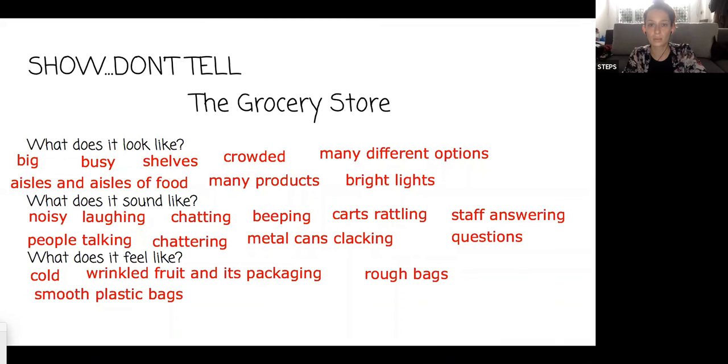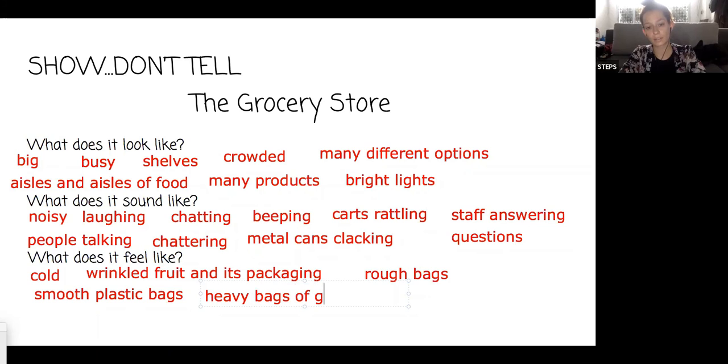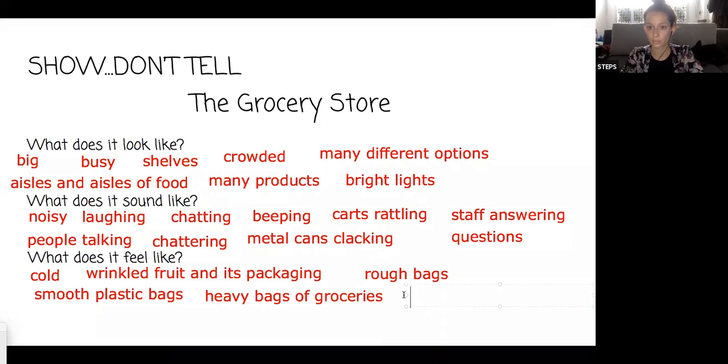What else do we feel when we go into a grocery store? Pick up some things and what do they feel like? Heavy what? Kent, what's heavy? It's like when you buy something, you buy too much and you have to carry it, so it's very heavy. Heavy bags of groceries. Good job. Heavy products. Good. So the cool refrigerator for the food. Okay.